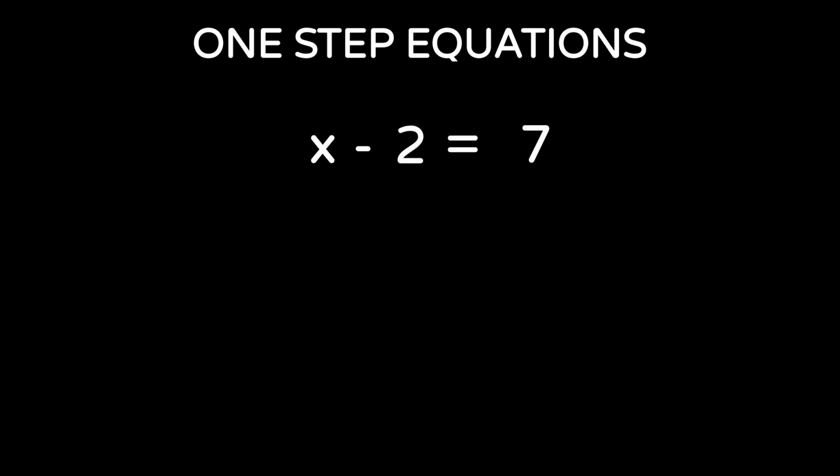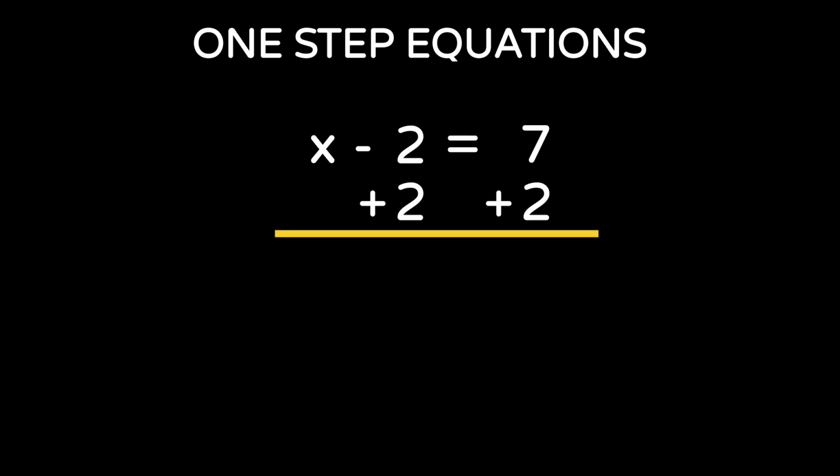Example 2. Now let's look at x minus 2 equals 7. This time, x has minus 2 next to it. To isolate x, we do the opposite of subtraction, which is addition. So we add 2 to both sides. Minus 2 plus 2 equals 7 plus 2. The minus 2 and plus 2 cancel out, leaving x equals 9.